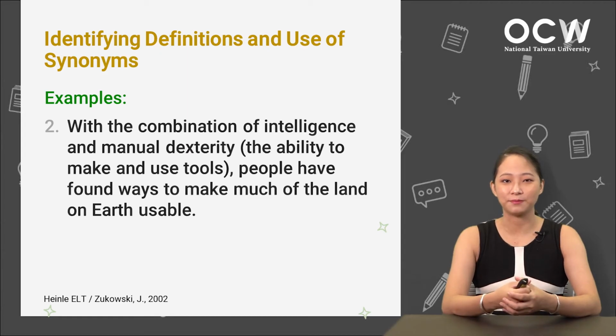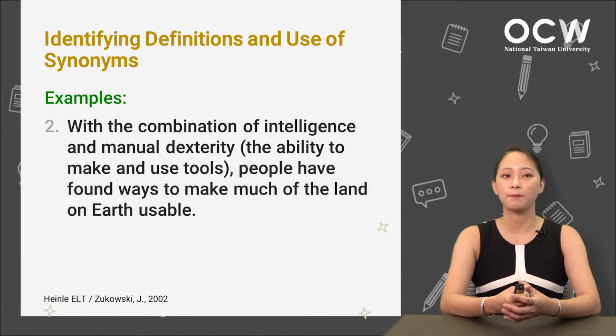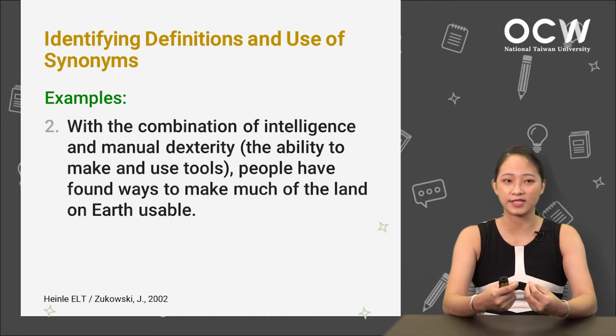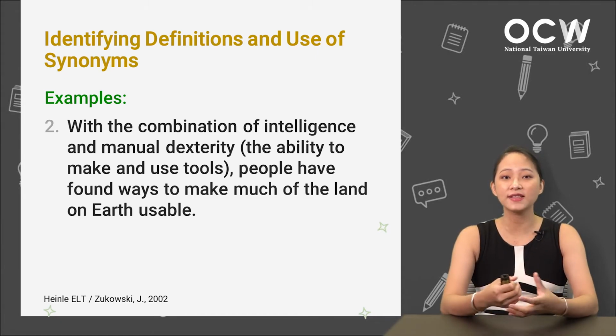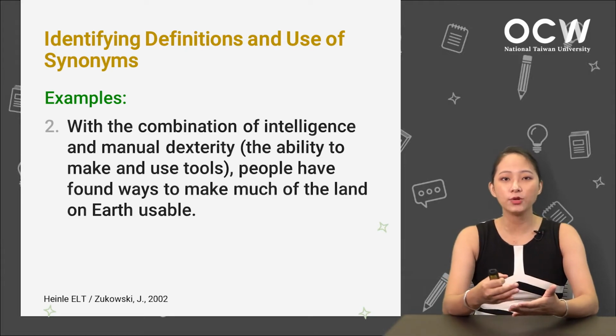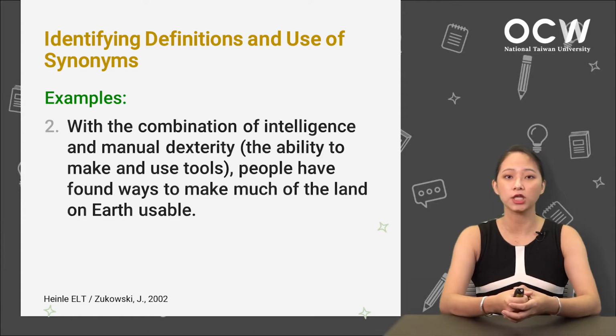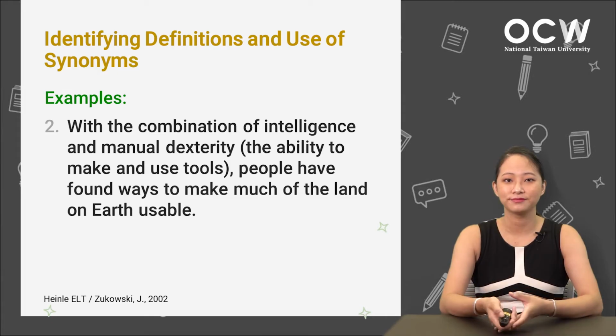Let's look at the second example. With the combination of intelligence and manual dexterity, the ability to make and use tools, people have found ways to make much of the land on Earth usable. We can see that because the author wants to further explain to you, the reader, what manual dexterity means, they have provided the definition of the word in a bracket. And so that's how we know that manual dexterity is the target word that the author is trying to say, by using grammar as a form of signal.